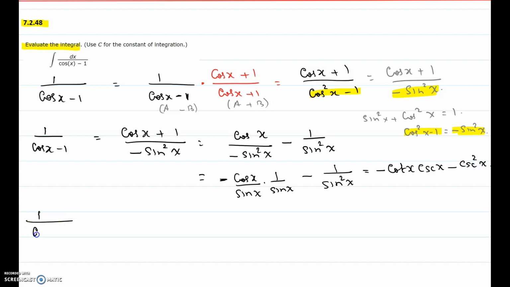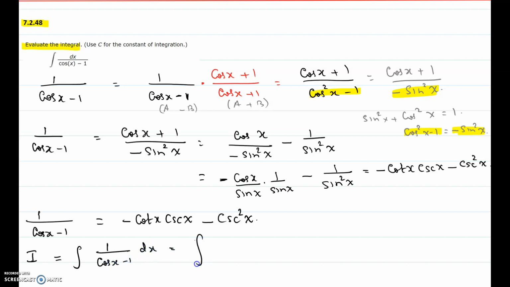So we can write 1 over cosine x minus 1 as minus cotangent x cosecant x minus cosecant square x. This is all algebra and trigonometry so far. Now we will get to the part of integration. I'm going to call the given integral I, which is the integral of 1 over cosine x minus 1, which we simplified to the integral of negative cosecant x cotangent x minus cosecant square x dx.